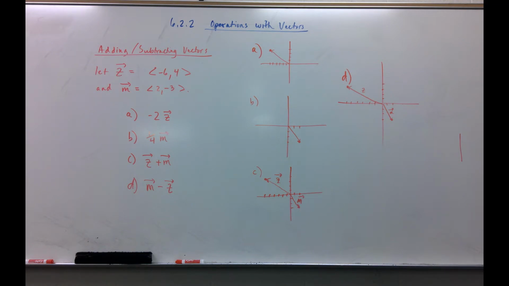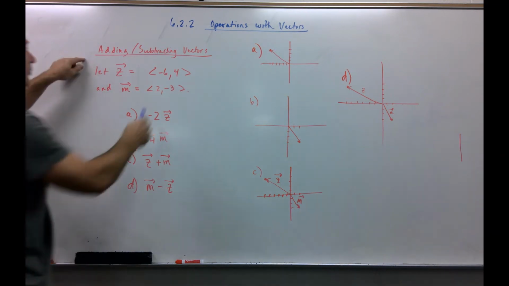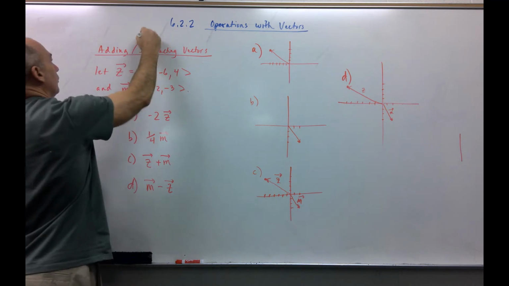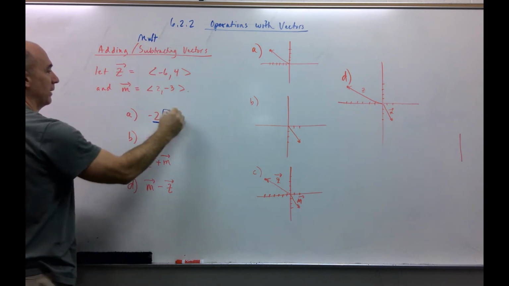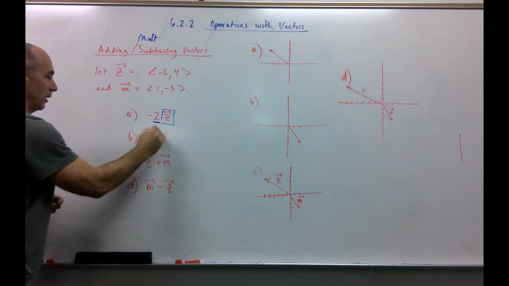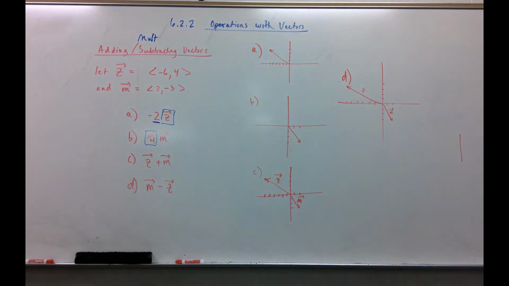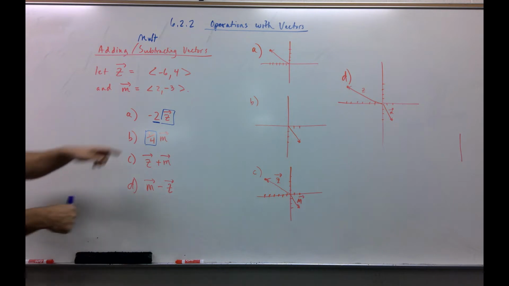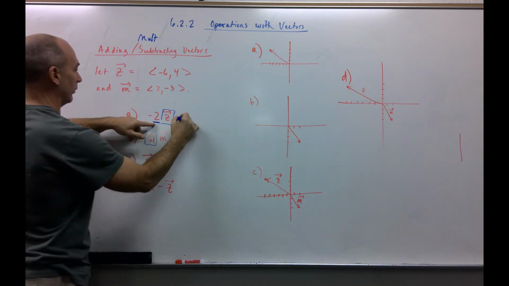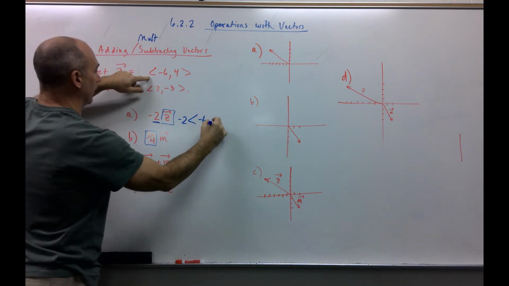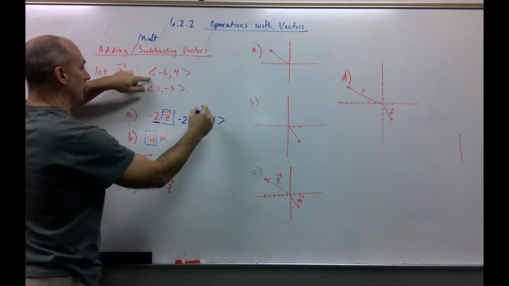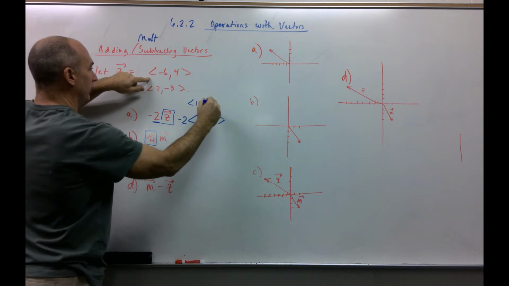All right, so here we go. Adding, subtracting vectors, and I suppose we should add multiplication, because you can see we're multiplying a vector by -2, and we're multiplying a vector by 1/4. Well, let's get started. This is as simple as it gets. So it's -2 times that vector, and you would get 12, -8.